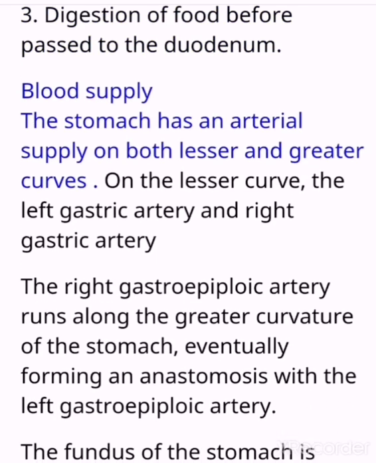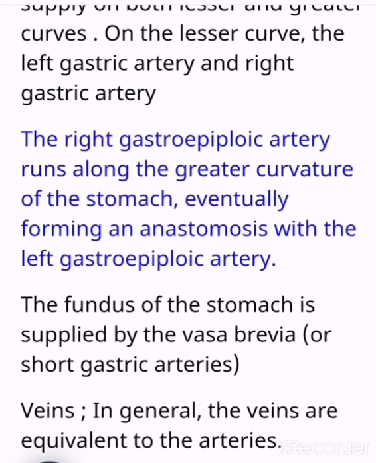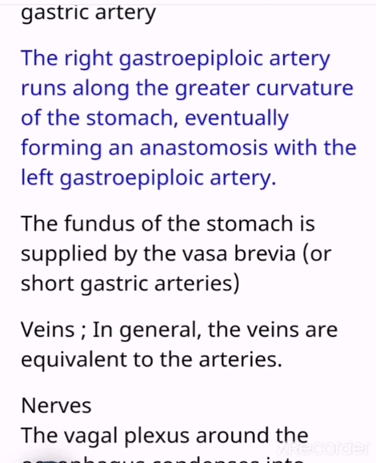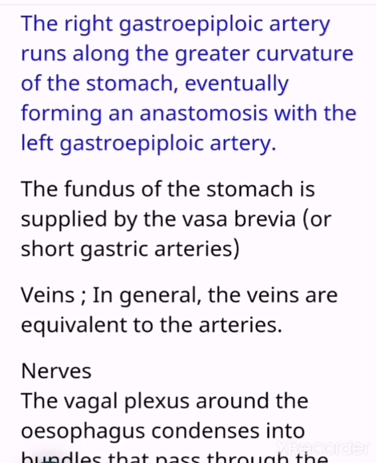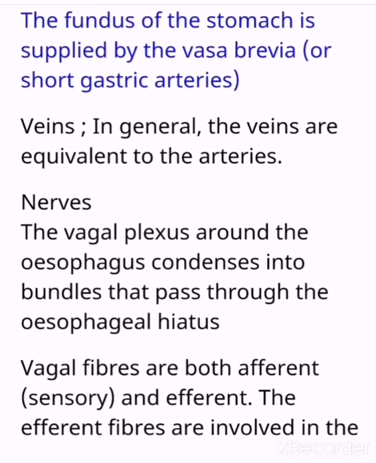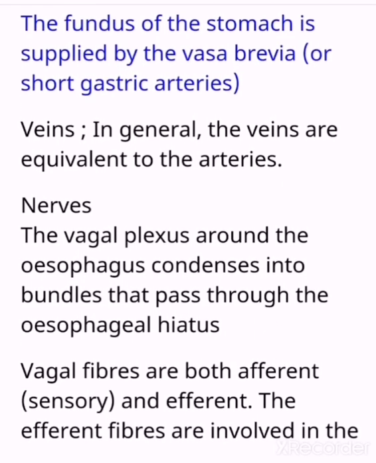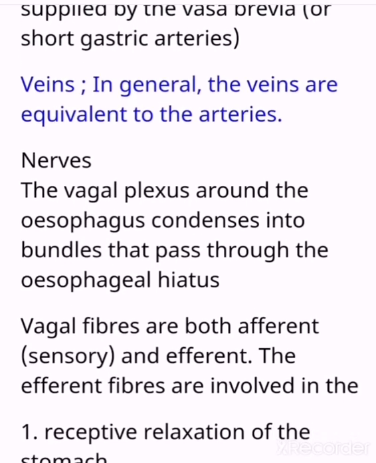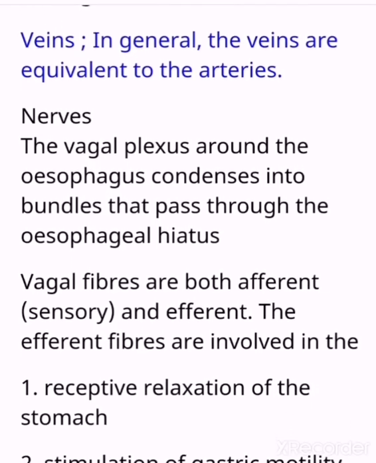Blood supply. The stomach has an arterial supply on both lesser and greater curves. On the lesser curve, the left gastric artery and right gastric artery. The right gastroepiploic artery runs along the greater curvature of the stomach, eventually forming an anastomosis with the left gastroepiploic artery. The fundus of the stomach is supplied by the vasa brevia or short gastric arteries. Veins. In general, the veins are equivalent to the arteries.